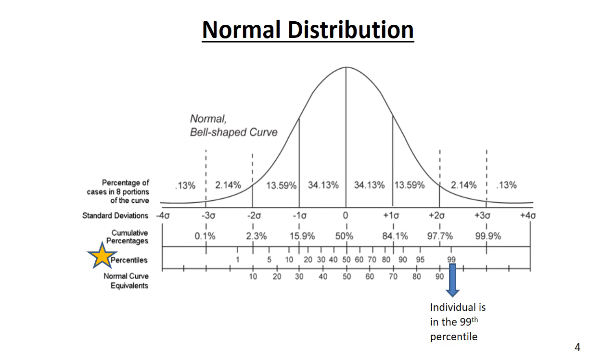0.13, 2.14, 13.59. When you start adding these together, 13.59 plus 2.14 plus 0.13, you get that 15.9. You start adding all this together, you hit 50%. Remember, 50% is the mean, median, and mode when you're in a normal distribution. It's also the 50th percentile. Remember, median is 50th percentile.